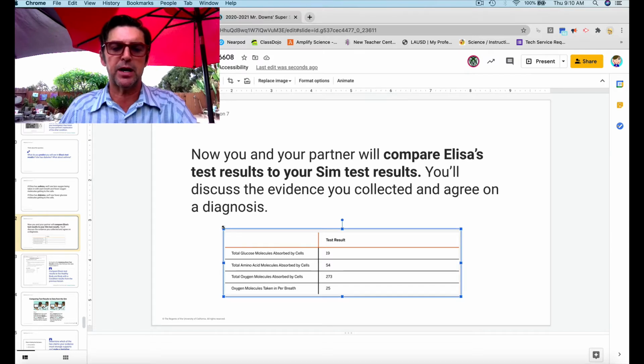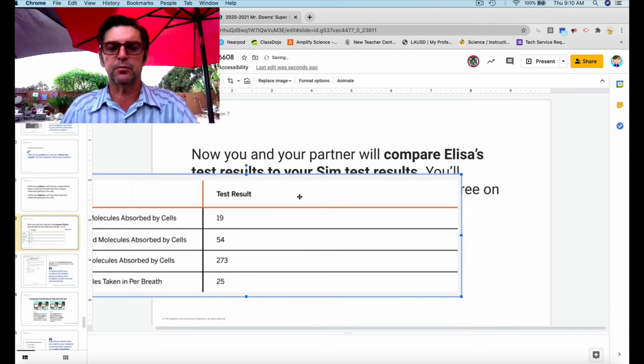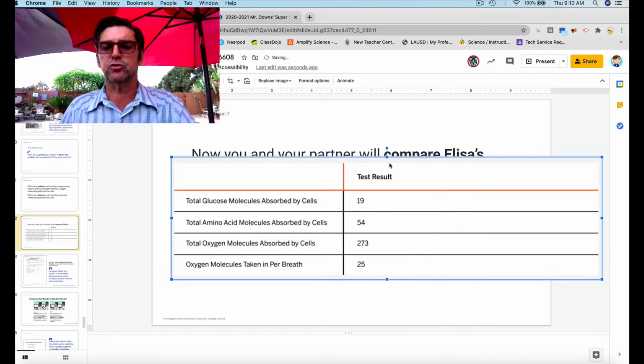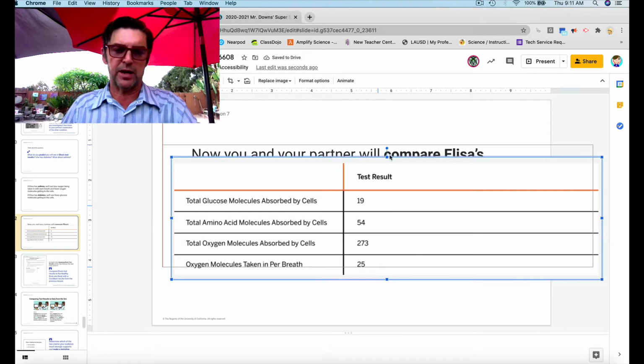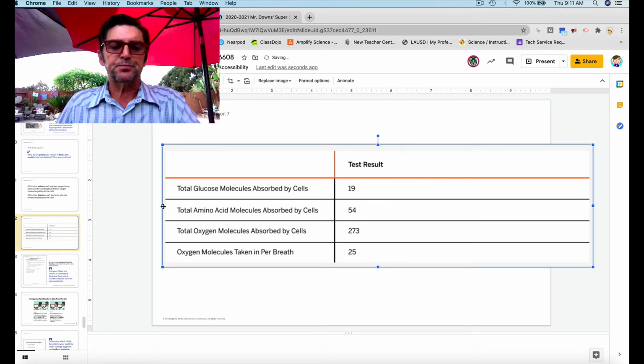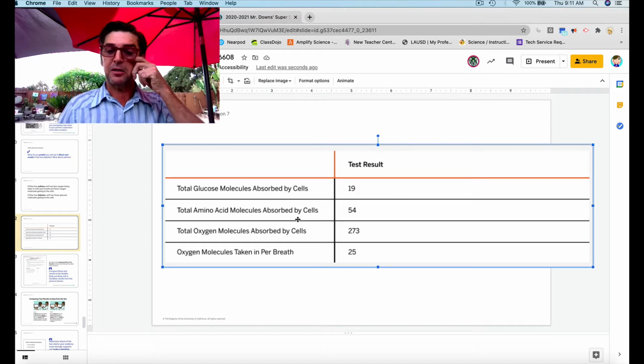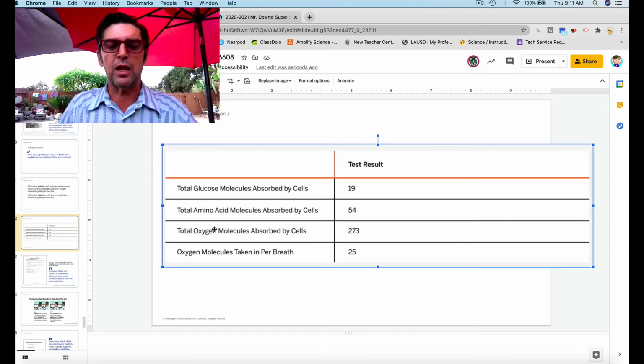It's pretty easy. See, the box is like this. You can make it bigger, and so you can see it right here. But just for fun, I put the screenshot into groups so it's easy to find. It's pretty basic. Total glucose molecules absorbed by cells. This is Elisa, remember, 19. Total amino acid molecules absorbed by cells, 54. Total oxygen molecules absorbed by cells, 273.